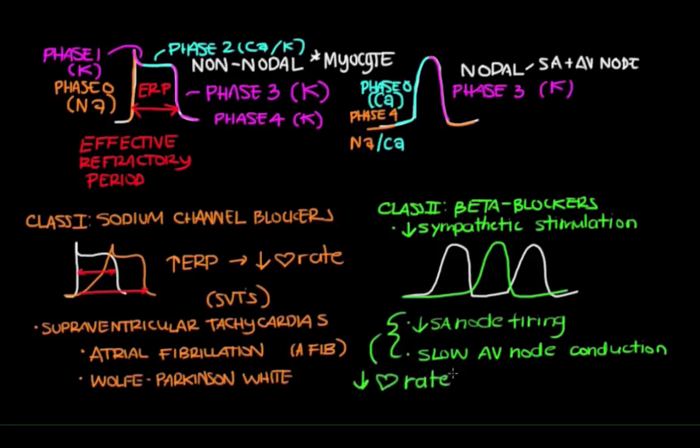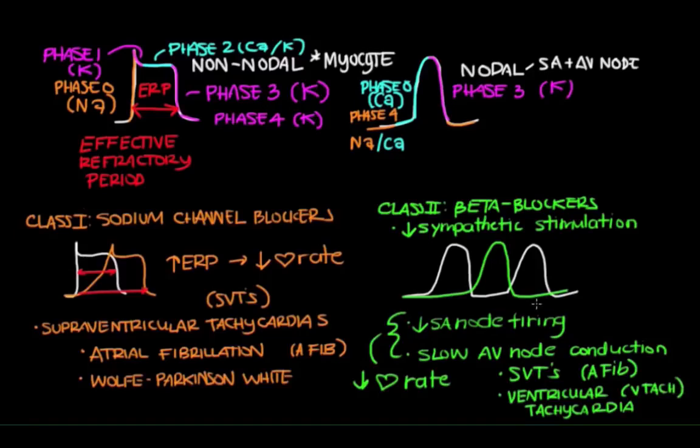And that's why beta blockers are great at treating SVTs, again, like AFib and even atrial flutter. Beta blockers can also be used for ventricular tachycardias, also known as VTAC. So someone with a history of an SVT or VTAC might be put on a beta blocker to help control their heart rate.